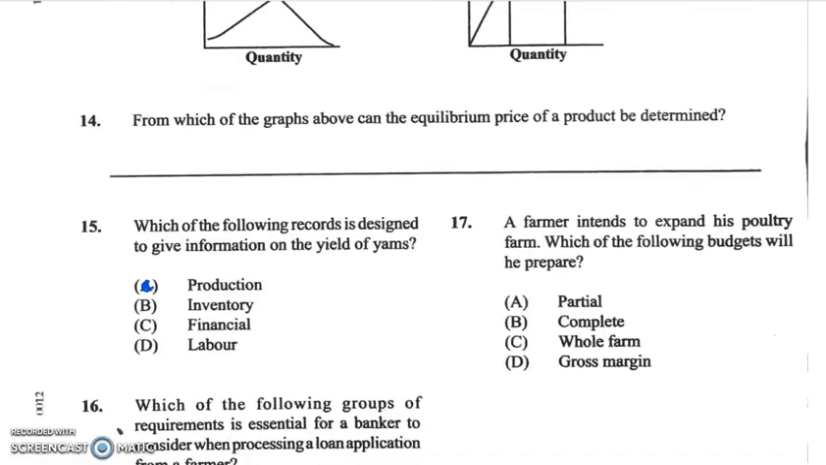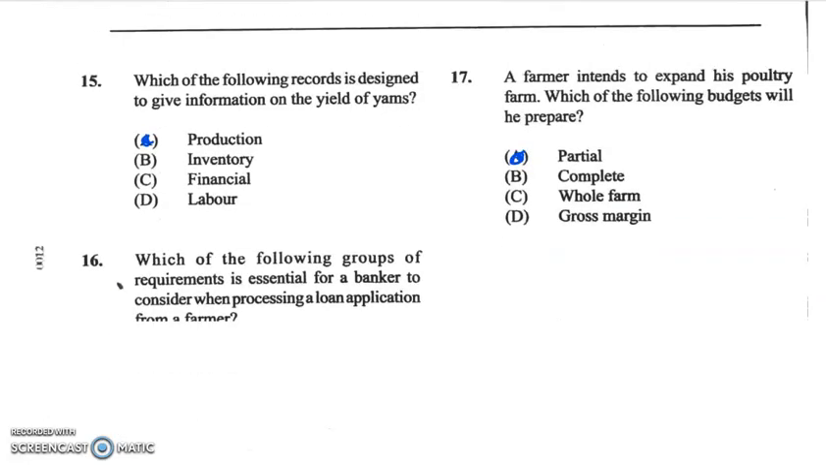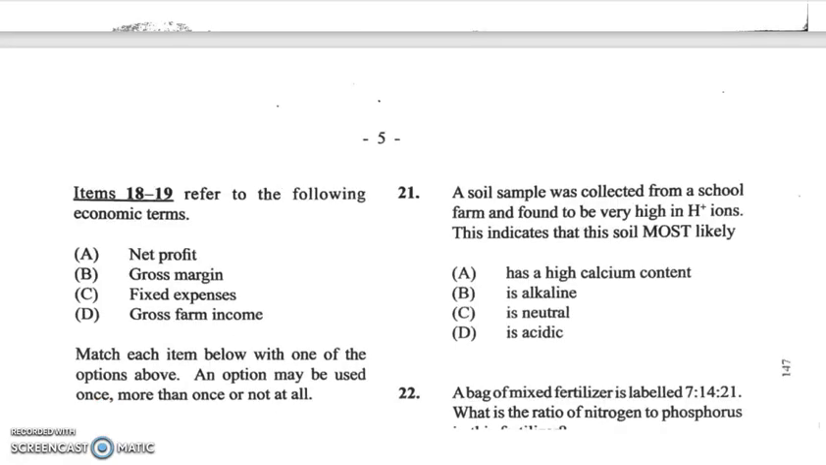Question 17. Let's go up to question 17. A farmer intends to expand his poultry farm. Which of the following budgets will he prepare? And if your answer is a partial budget, A, you are correct. Question 18. Let's go down to question 18.